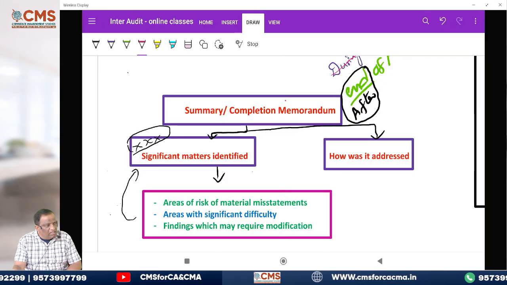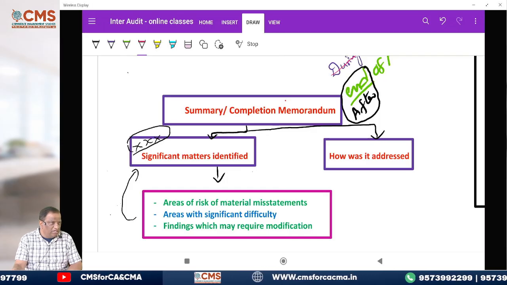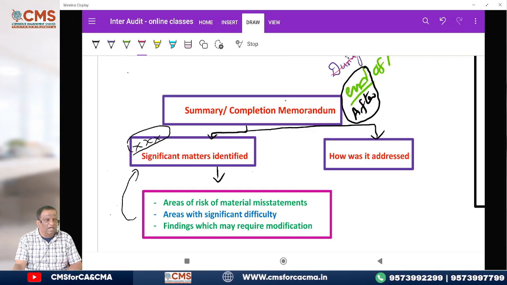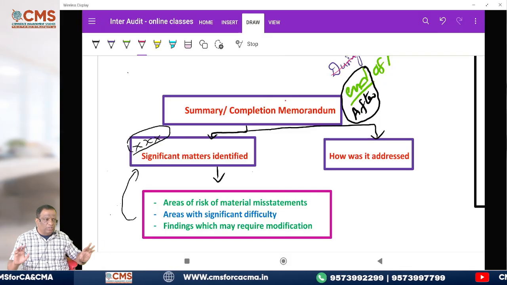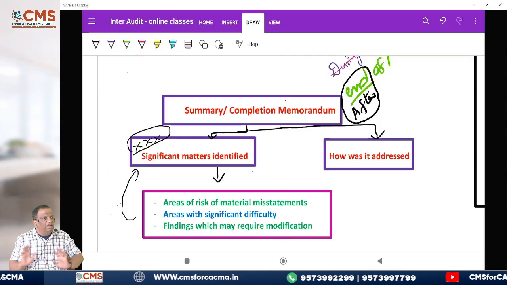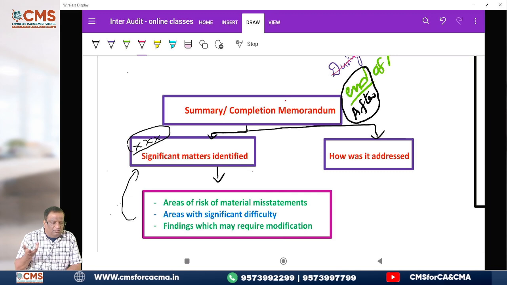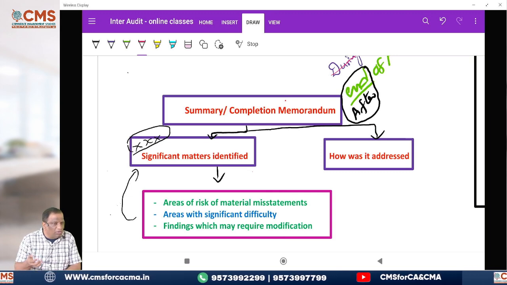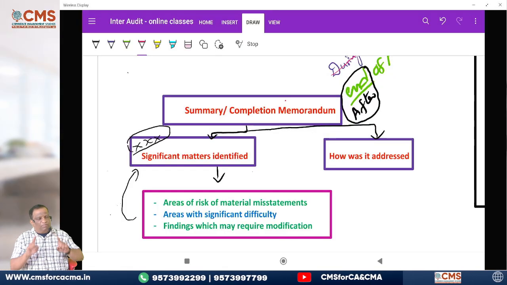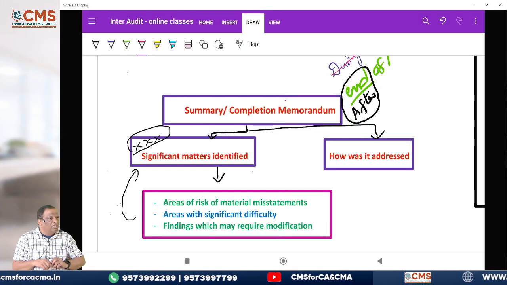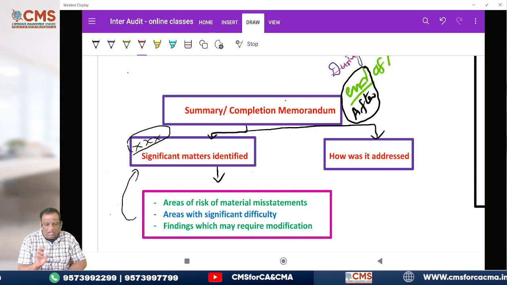That is, at the end of the audit, the auditor has to prepare something called a summary. See, my audit will go on for 2 months, and my 10-member audit team would have done various things. I've got 100 queries, some got resolved, some are outstanding. At the end, if NFRA is calling me and asking how did you do the audit, I don't remember who the team members were or what doubts I got. That's why once the audit is over, prepare a summary. In that summary I will retain the significant matters identified and how they were addressed.